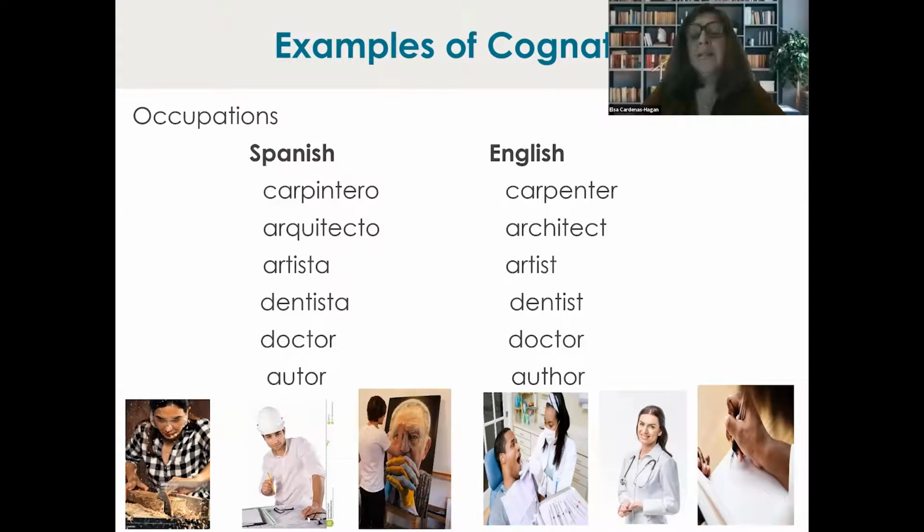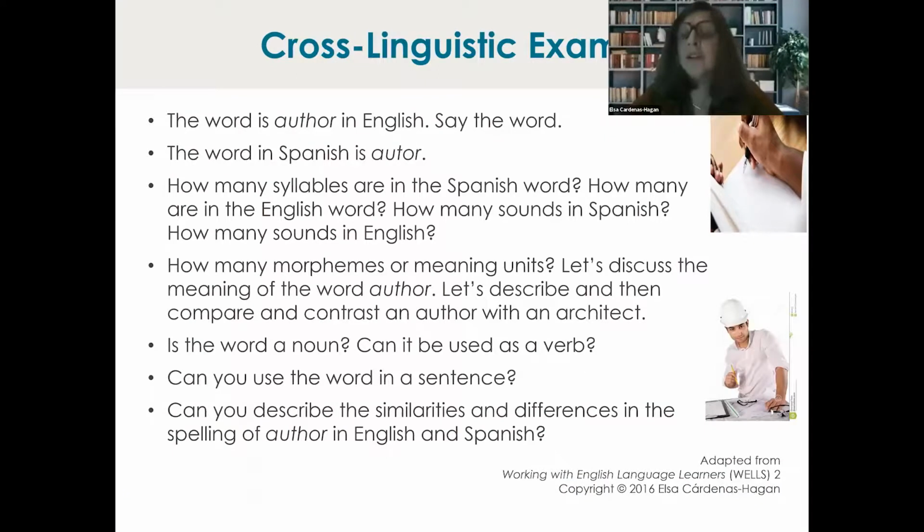But let me be explicit and systematic. The word is author in English. Say the word to me, author. The Spanish word is autor. How many syllables in that word? Put your hand under your chin, autor. Your mouth opens 2 times, that's 2 syllables. How about in English? Author, it's also 2. How many sounds in Spanish? Out, or, 4. How about in English? Only 3. How many meaning units? Only 1. But if I added S to it, authors, that would be 2. Let's discuss the meaning of this word, author, someone who wrote something, right?